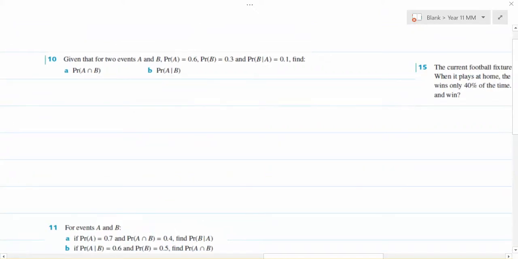Okay, so let's try this one. Question 10 is a bit different. So question 10 now, I would probably use a cardinal map just to sort of visualize it, or tree diagram if you prefer as well. That helps. Now it says, given that for two events, A and B, probability of A is 0.6. So I now know, okay, chances of getting A is 0.6. Chances of B is 0.3. Now they said the probability of B given A is equal to 0.1. Now this is key.